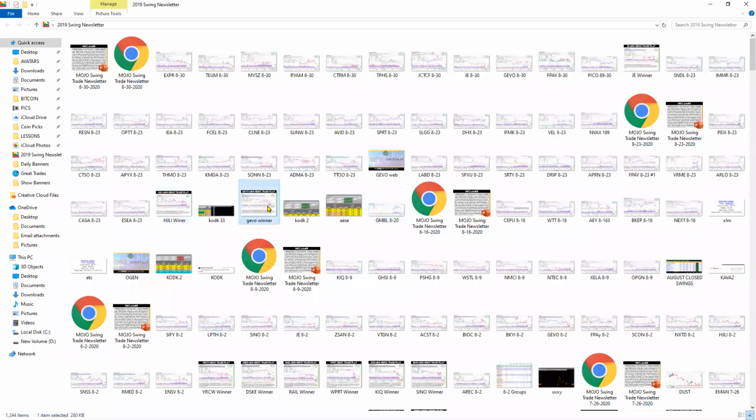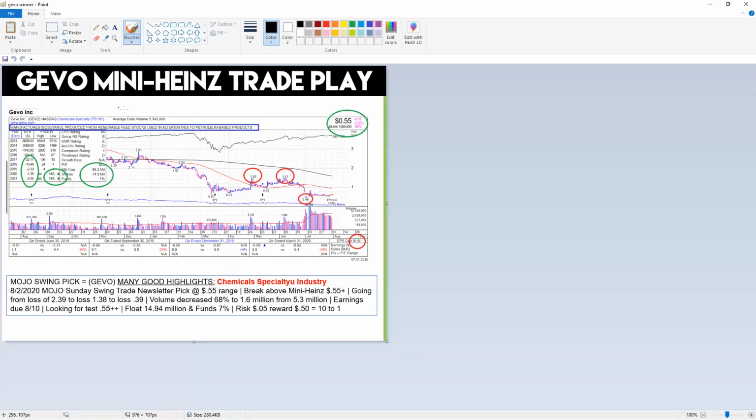Let's look at GEVO. So GEVO, same thing, was picked August 2nd. Look, base breakout right here. Low is 46. So where are you going to go? It's at 55. Your risk is 46. So you got 9 cents of risk. Your upside's $1.50. It went to 210.